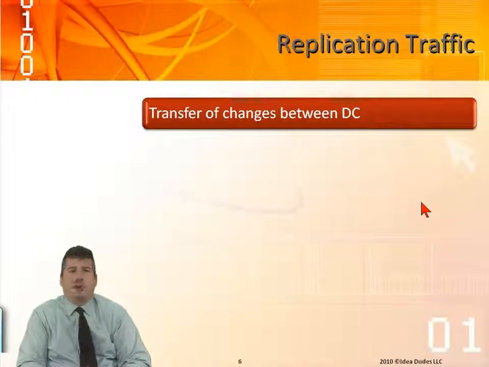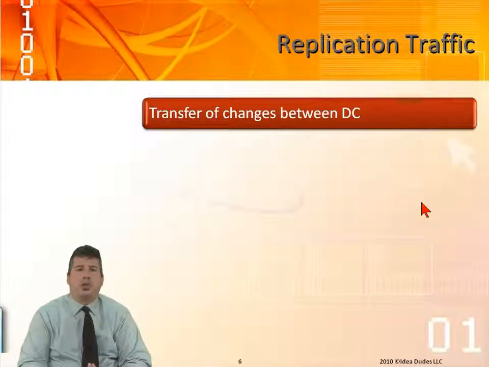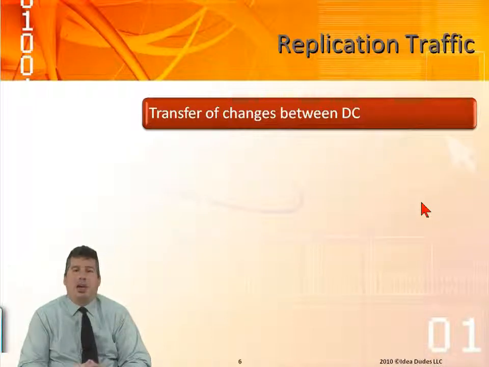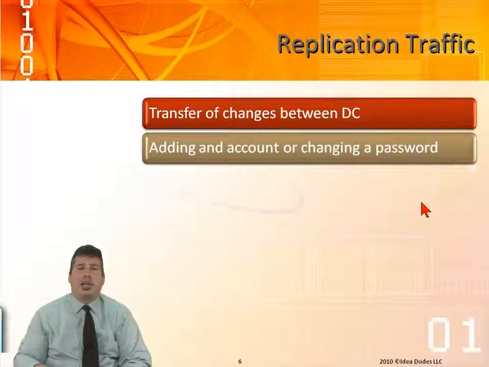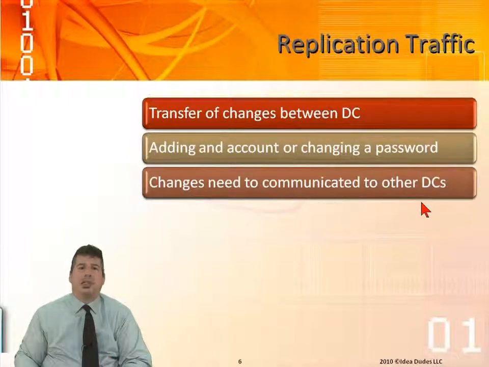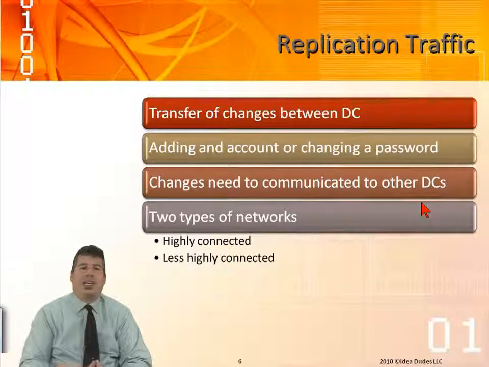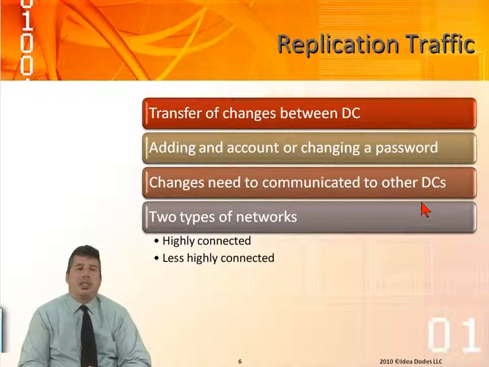Replication traffic is transfers of changes between the DCs, the domain controllers. With a site, if we have a different subnet, there are no communications there, so we need to provide a path so that these changes can be made. Adding an account or changing a password is an example. The change needs to be communicated to the other DCs. That's replication traffic. There are two types of networks: highly connected and less highly connected. Highly connected means that all of our domain controllers are connected, like with a gigabit infrastructure. Less highly connected would be a domain controller over in Zimbabwe that's on ISDN.